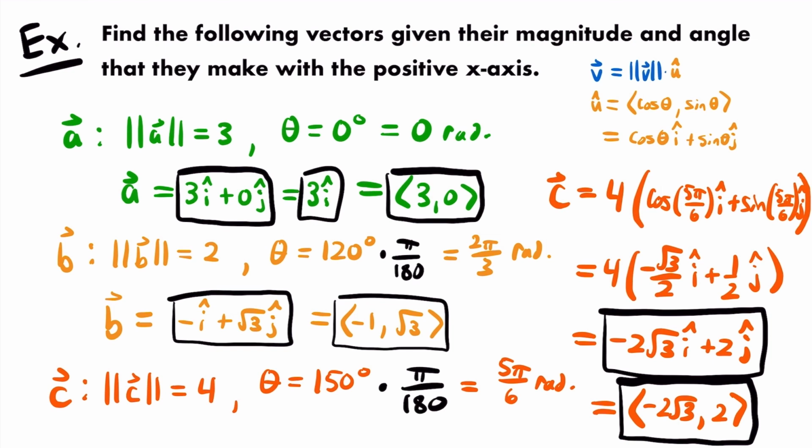And so with that, we have now completed this example. We have now found all three vectors using the given magnitudes and the angles that they make with the positive x-axis. Okay, and so this was the last example for this video.